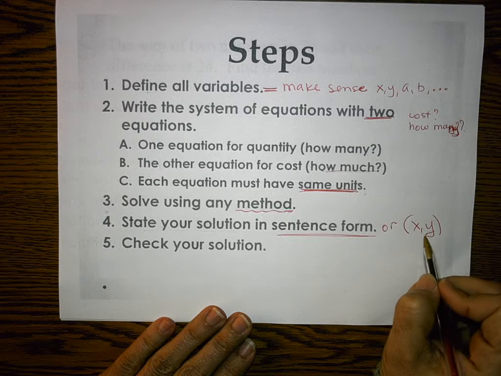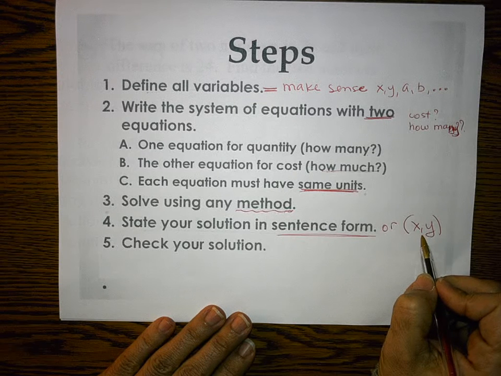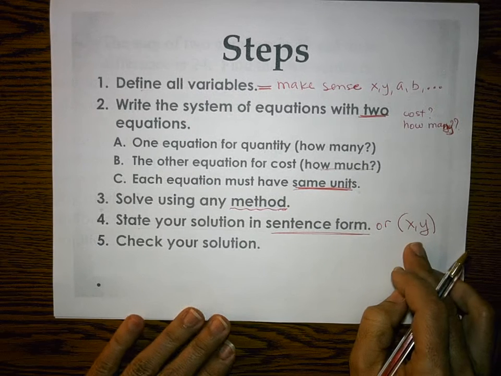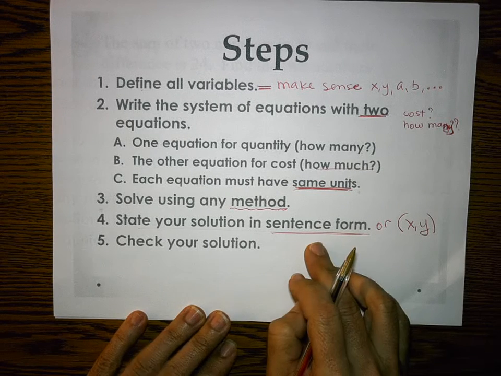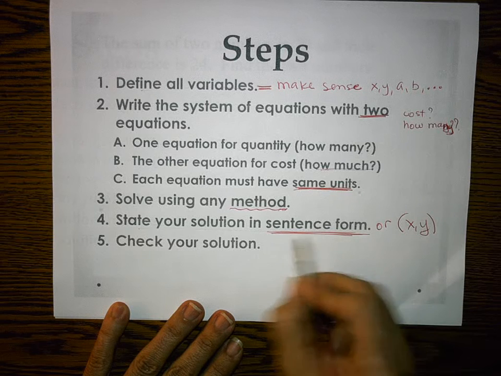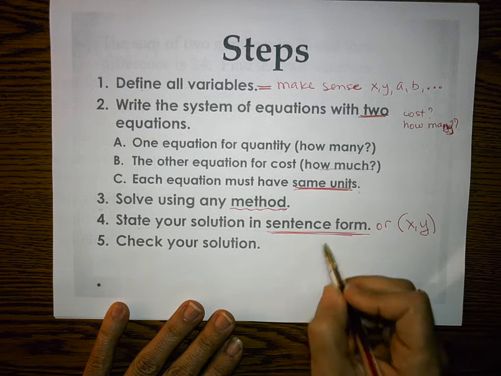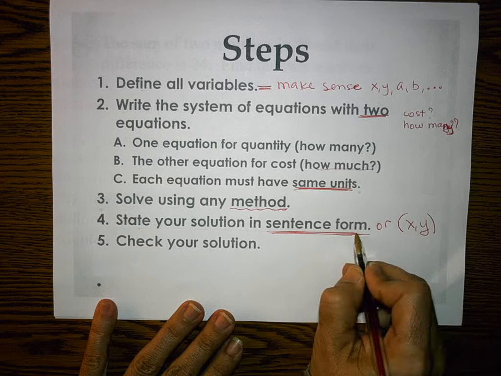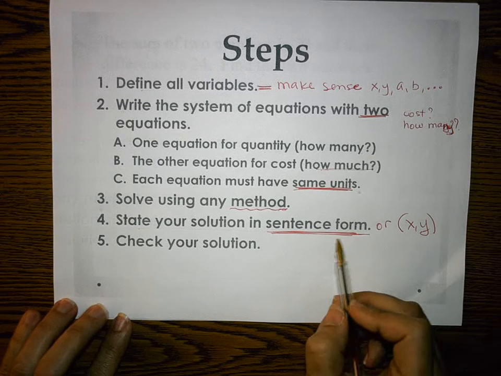Now, (x, y) is more for when we're dealing with a linear system that we have no clue what it's about. But if I'm talking about a word problem, an application, I want to say a sentence. I want to say how many we have, how many students are in the class, or how much I spent on something. So I would like a sentence form for the word problems here.